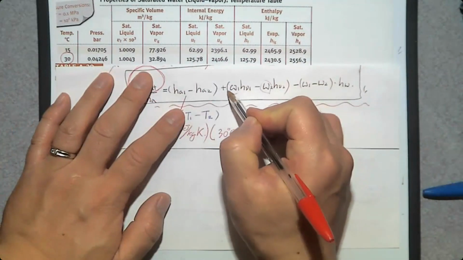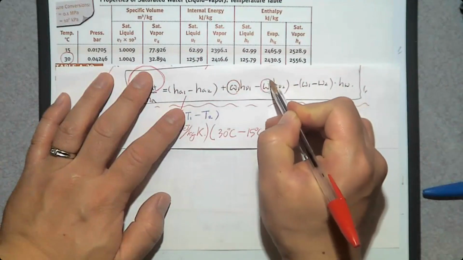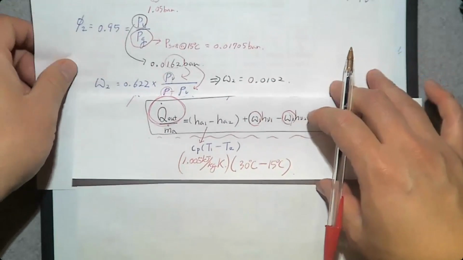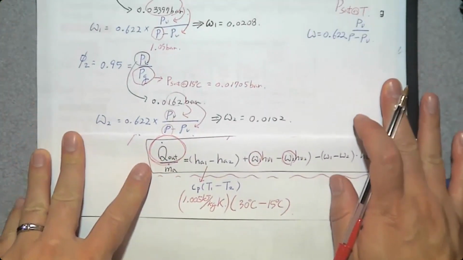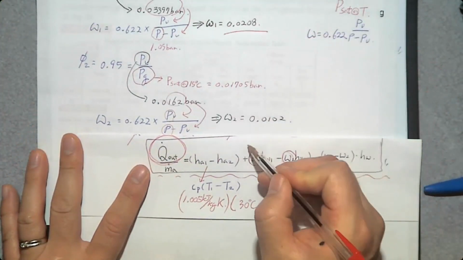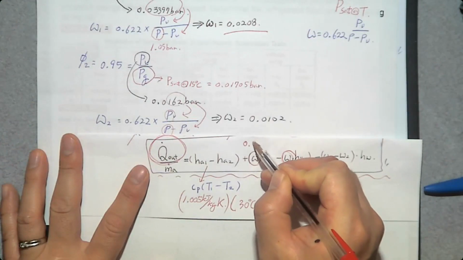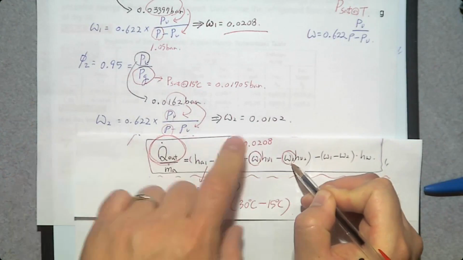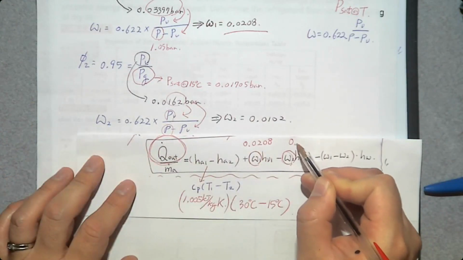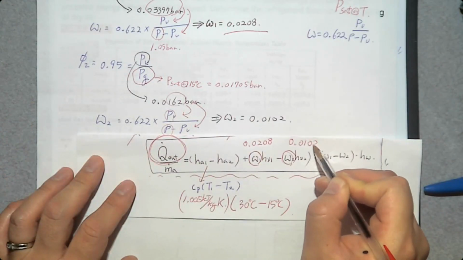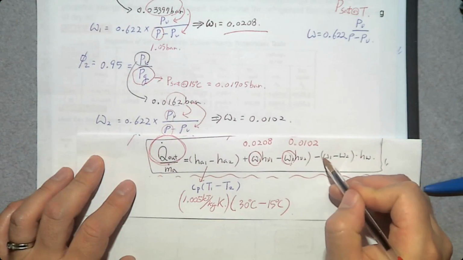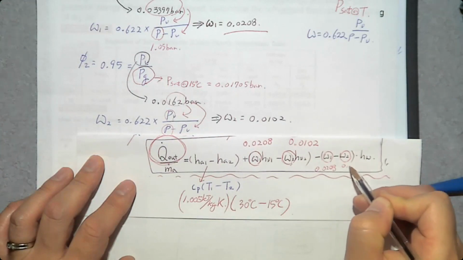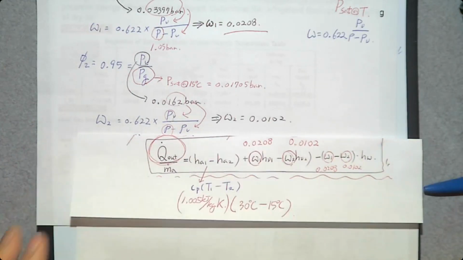Then we already found the relative humidity ratios. They are here. Humidity ratio omega 1 is going to be this number, 0.0208, and omega 2 is this number, 0.0102. What about here? Yeah, we know them too. 0.0208, 0.0102.